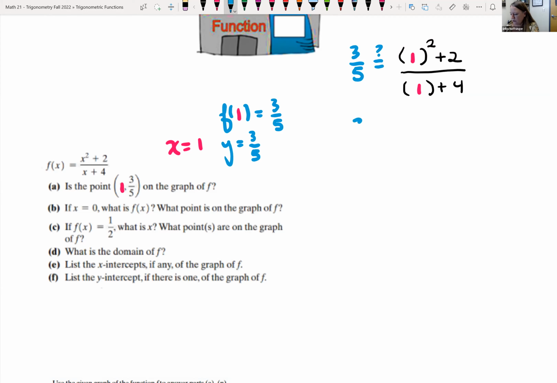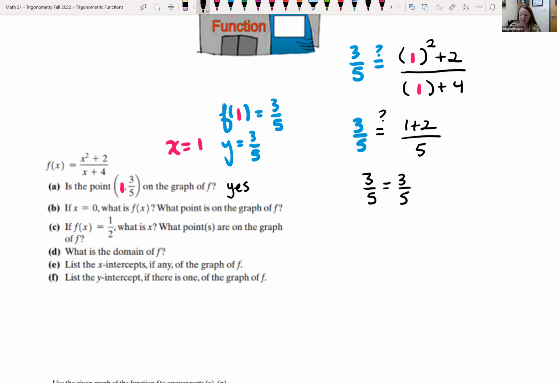So in this case is 3/5. Let's simplify this down. Is this equal to, well, 1 squared is 1, plus 2 all over 1 plus 4, which is 5. And so I can see my numerator, 1 plus 2 is 3. And so 3/5 is equal to 3/5. And so we can say yes, this 1, 3/5 is a point on the graph.